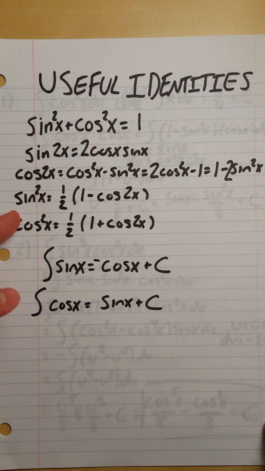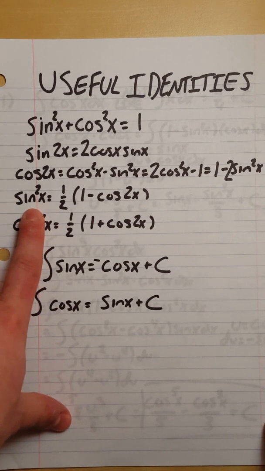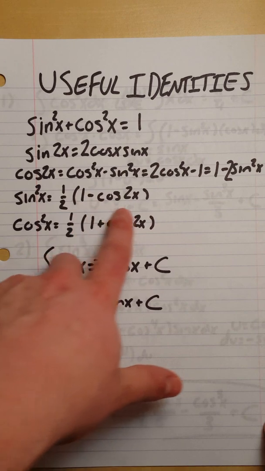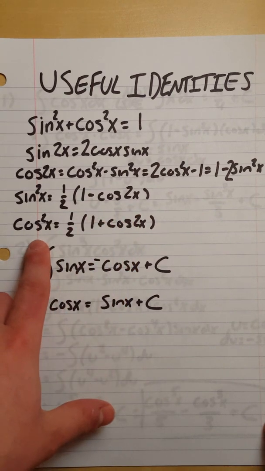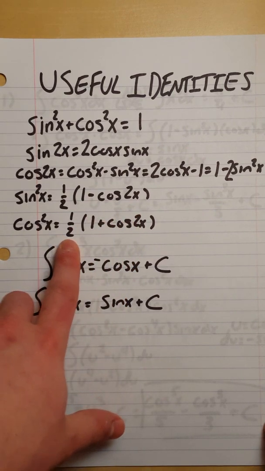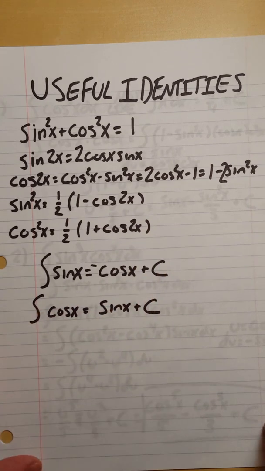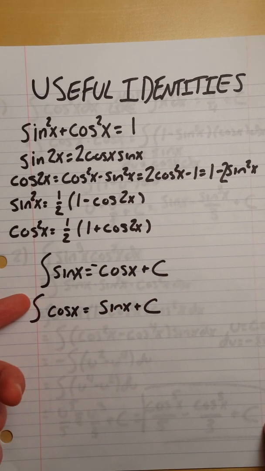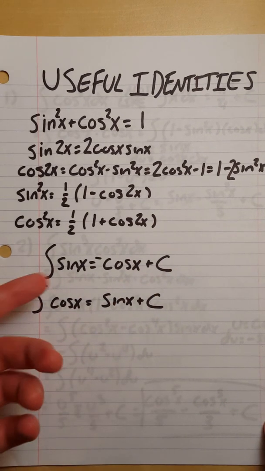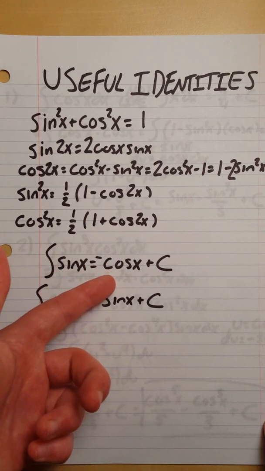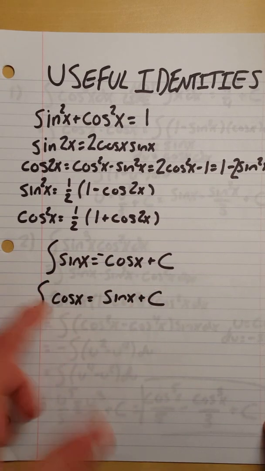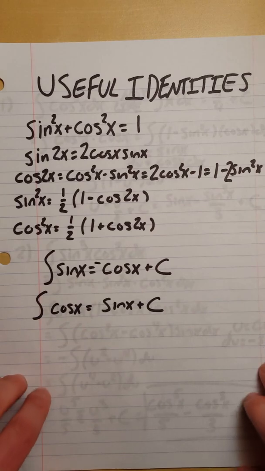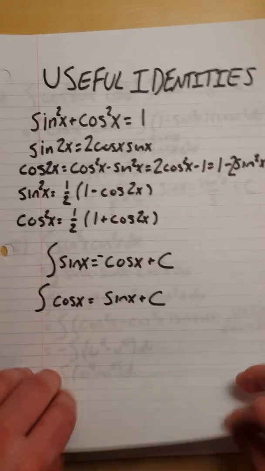Next you have your power reducing formulas. Start off with sine squared x goes to 1/2 times 1 minus cosine 2x, and then cosine squared x goes to 1/2 times 1 plus cosine 2x. Also, I have your simple trig integrals. First you have sine x goes to negative cos x plus c, and you got cosine x goes to sine x plus c. Alright, so let's jump into some problems here.